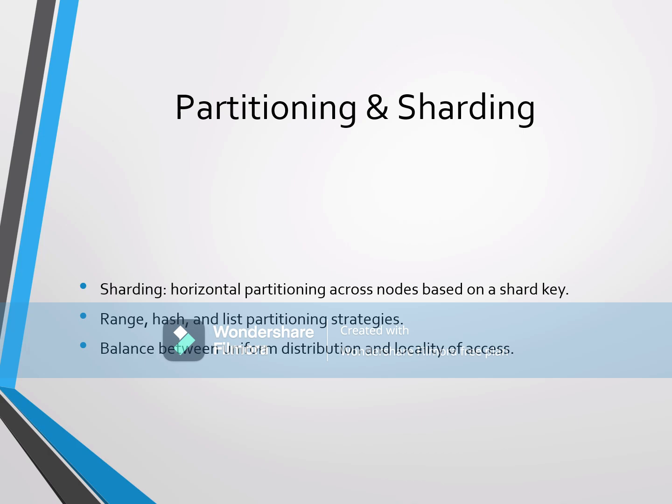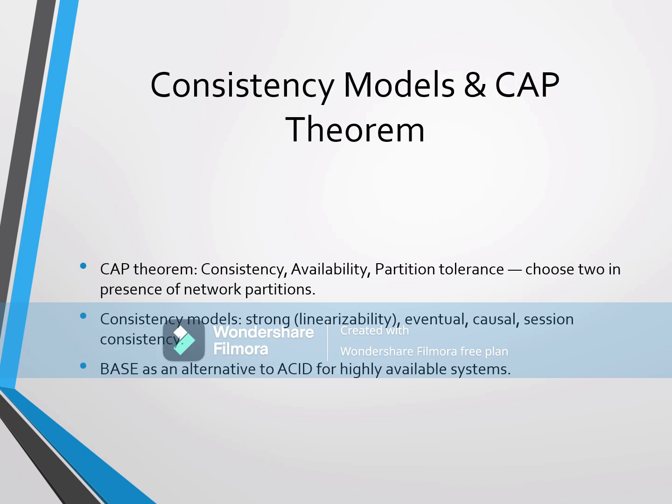Rebalancing, moving shards when nodes change, is operationally complex and must preserve availability. Monitoring tools and automated resharding help maintain even distribution. For many large-scale systems, sharding is essential to fit datasets across many machines and to scale throughput.